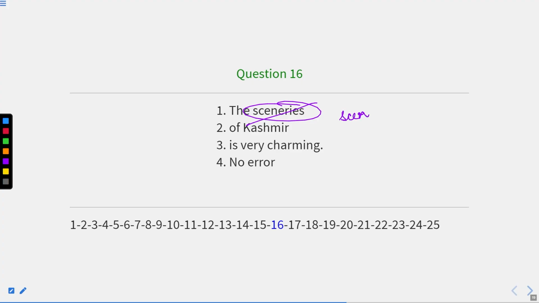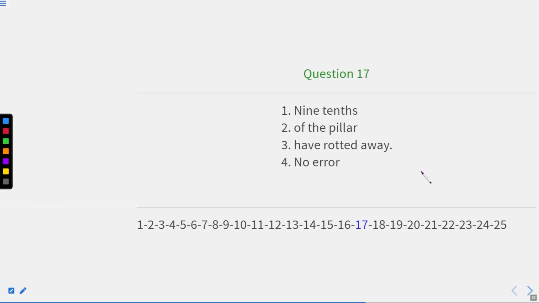Because scenery is the view, is the spectacle. Okay, that is uncountable. So we should not write IES, it should be SCENERY. Scenery means the exact landscape, the spectacle, or the view of something. So the scenery of Kashmir, not sceneries of Kashmir. Here the correct answer will be first, that is the scenery should come in place of sceneries. So this sceneries should be replaced with scenery. Now let us move to the next one.